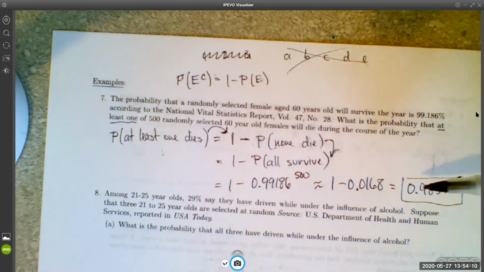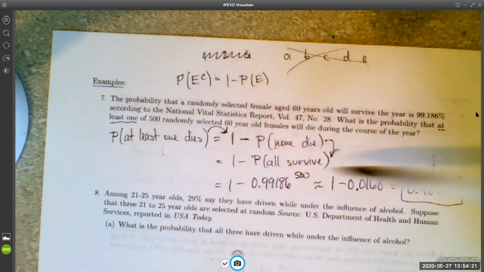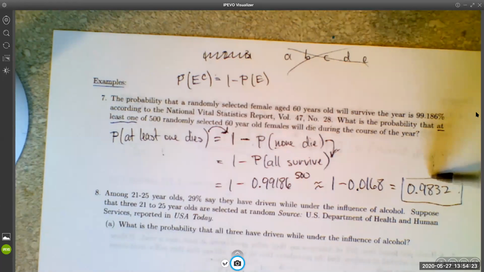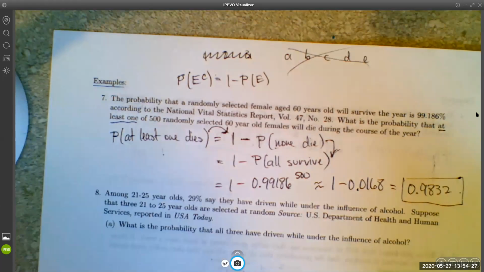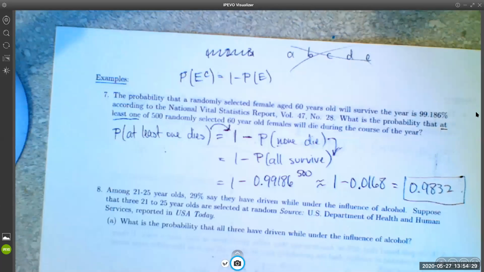The good news is that there's like a 99% chance that if you choose one of them, she's going to make it. But if you take 500 of them, then it's almost certain that at least one of them is not going to make it to the end of the year. Anyway, so that's that example.